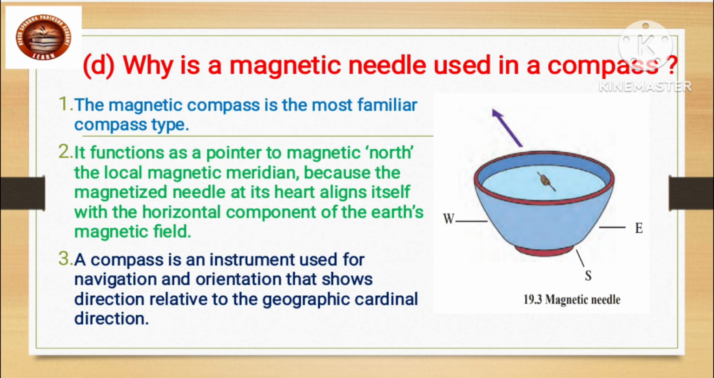Question D. Why is a magnetic needle used in a compass? As shown in the figure, the magnetic compass is the most familiar compass type. Its function is as a pointer to magnetic north, the local magnetic meridian, because the magnetized needle at its heart aligns itself with the horizontal component of the Earth's magnetic field. A compass is an instrument used for navigation and orientation that shows directions related to the geographical cardinal directions.